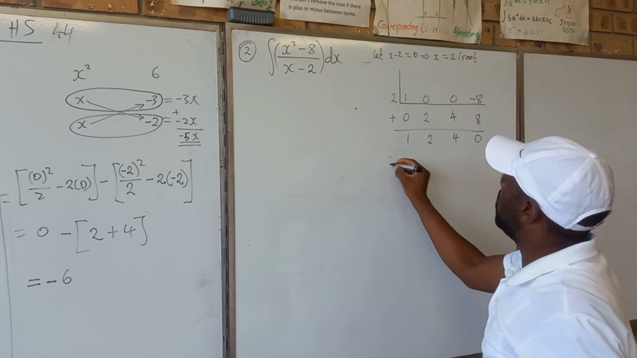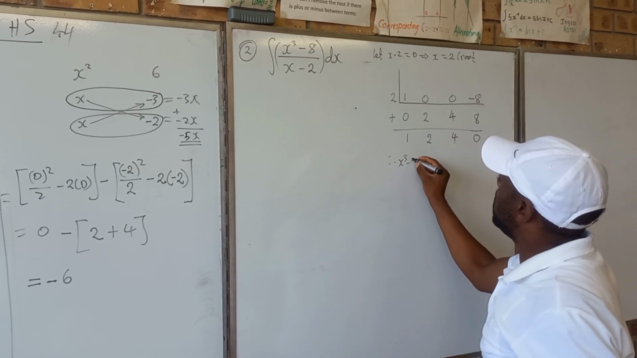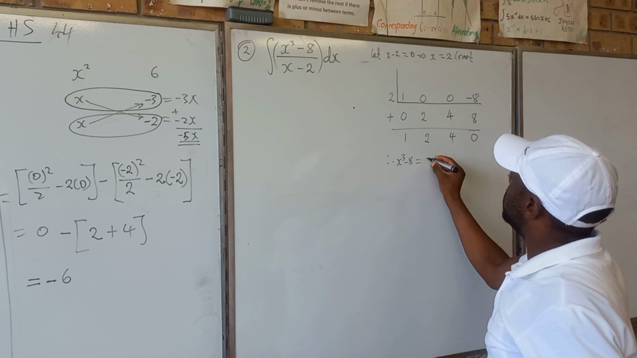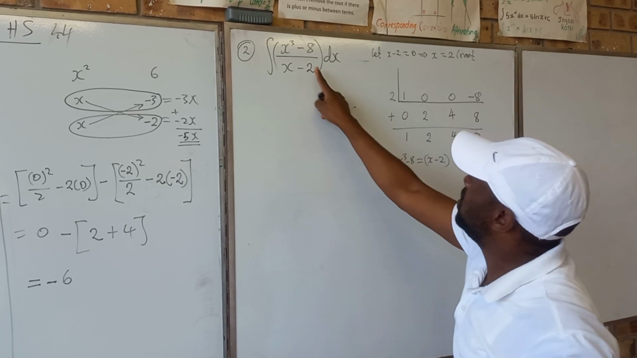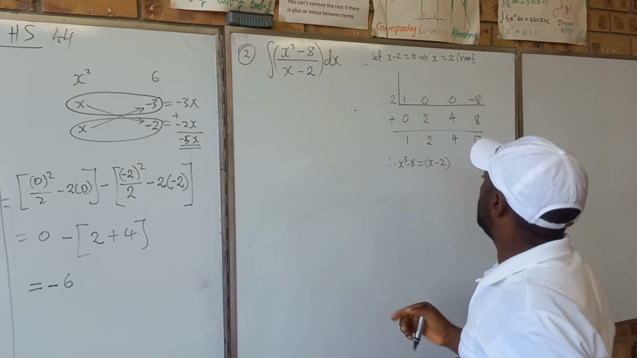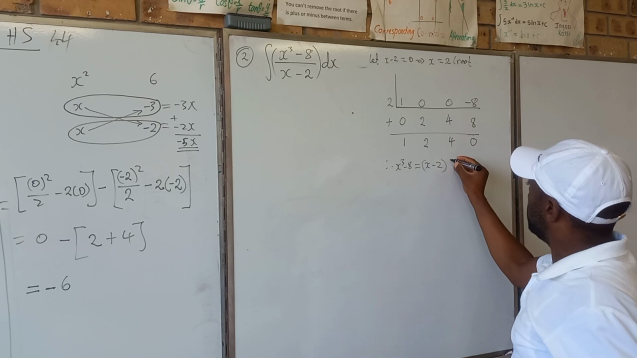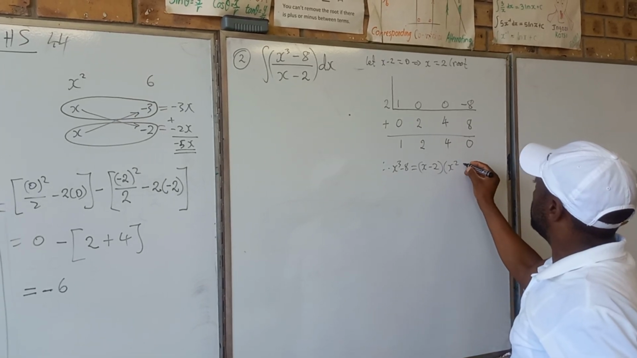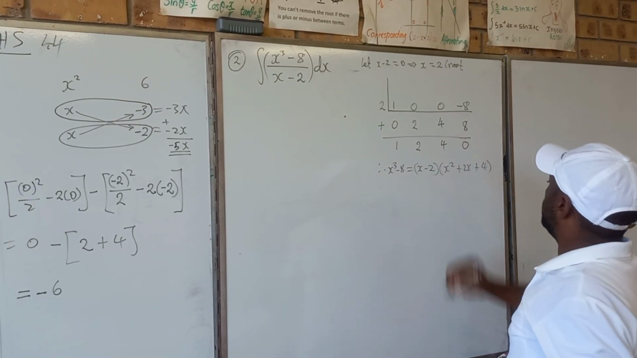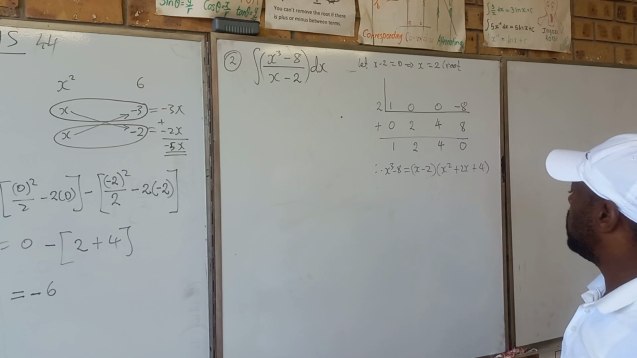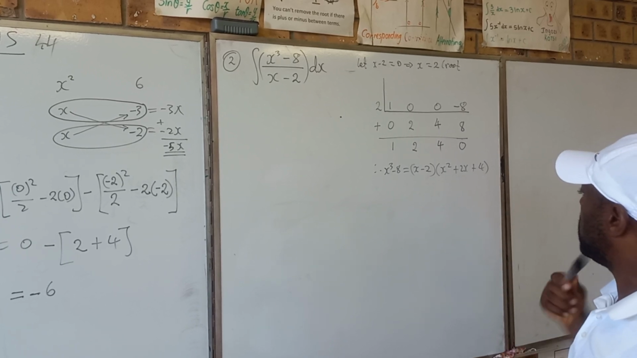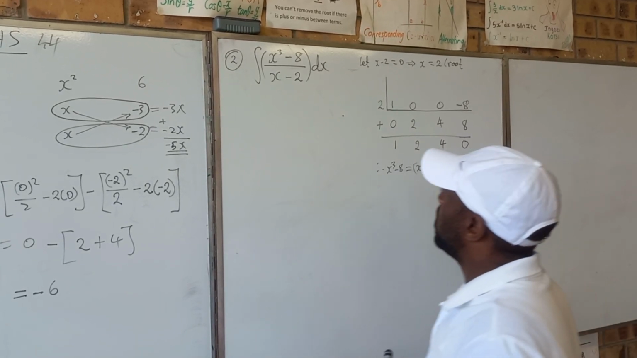So therefore, x cubed minus 8 is equal to x minus 2. You remember I told you this x minus 2 is a factor of the numerator, so it must be part of it. Then what is left is x squared plus 2x plus 4. So as a level 4 student who has done factor theorem, that's how you factorize that.